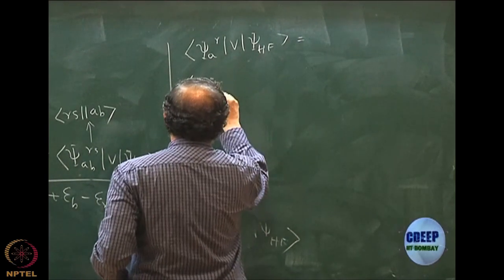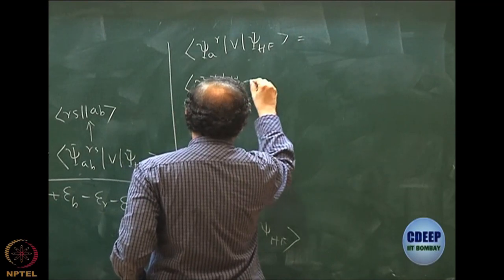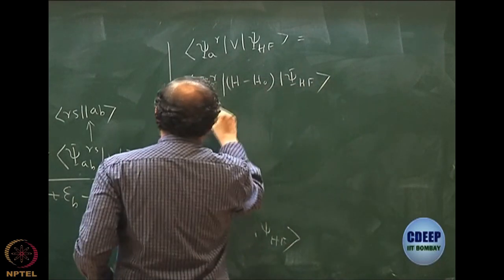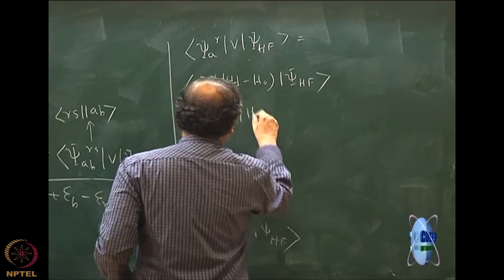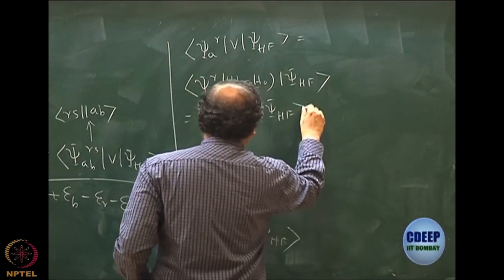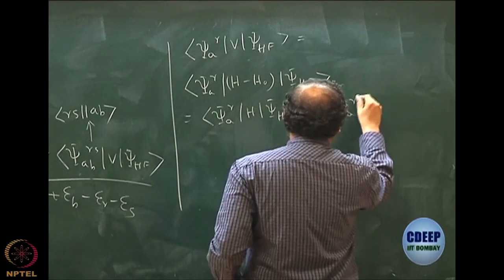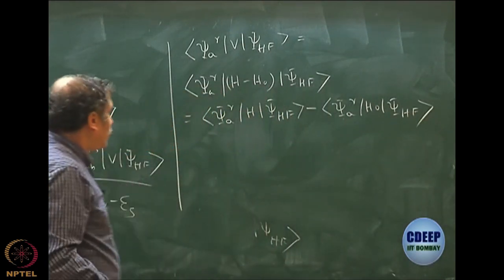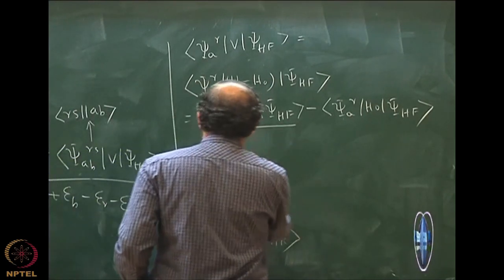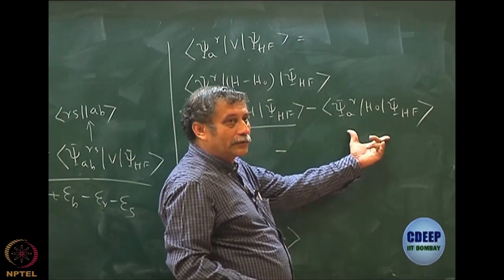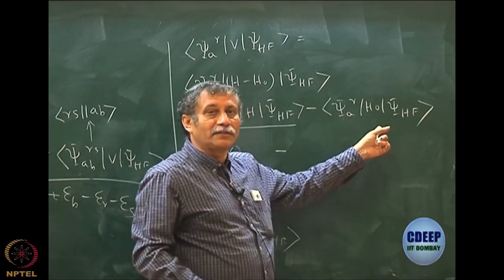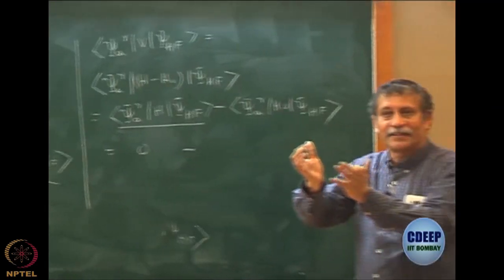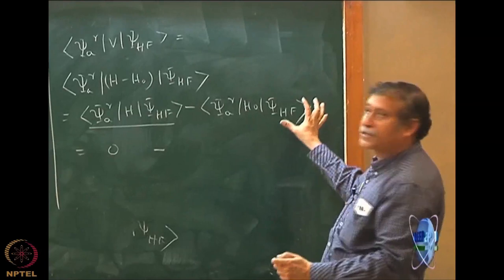I can write this as psi AR. There is a simple way to do it. H minus H naught psi Hartree-Fock, correct, which is psi AR H psi Hartree-Fock minus psi AR H naught psi Hartree-Fock. Note that this part is 0 by Brillouin's theorem. Note that this is also 0, because each of these determinants is an eigenfunction of H naught. So, when H naught acts on psi Hartree-Fock, it has some value, sum of the orbital energies, right? Not E Hartree-Fock, sum of the orbital energies times psi Hartree-Fock, right?